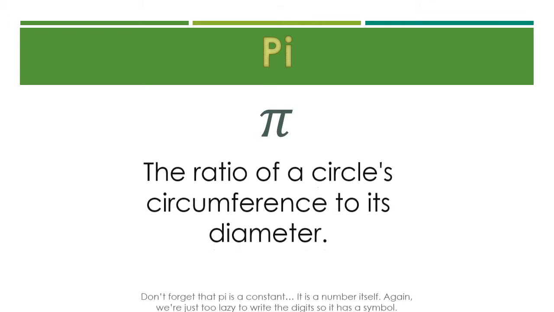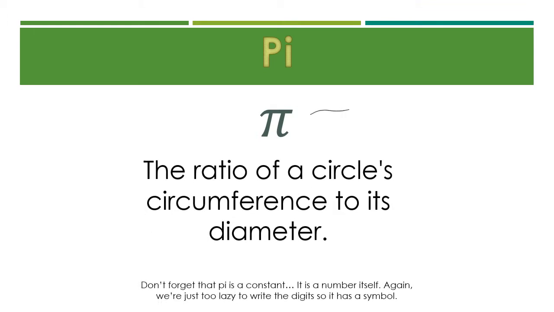First up is pi. This is how I like to write pi. And pi is the ratio of a circle's circumference to its diameter. A lot of people know the value of pi, but they don't know this definition of pi here. And it's pretty important because this reminds us that pi, which is the circumference divided by its diameter, is a constant number. It's a fixed number that will always be the same.